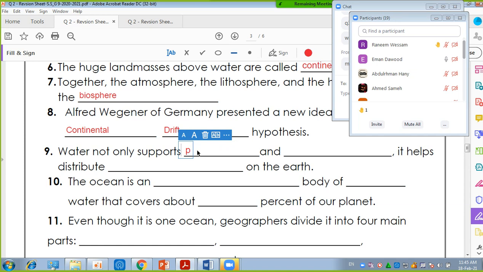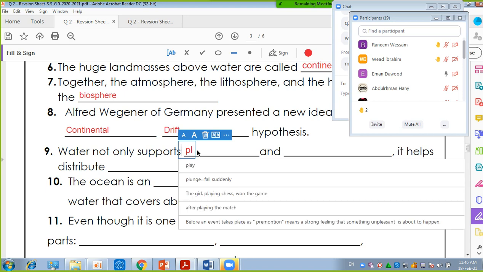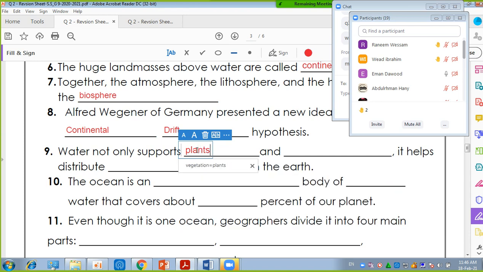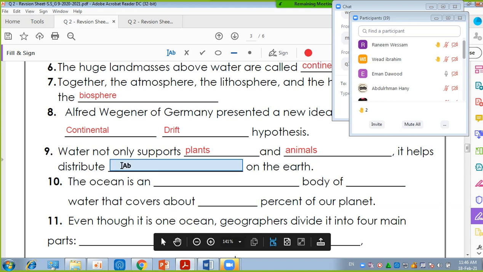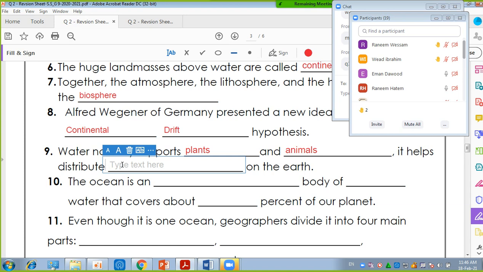Wait, I'll give you a hint. What do you think the water will support on Earth? Something that depends on water totally. What is it? Plants. And humans. And animals. Okay, humans or animals. It also helps distribute what on Earth?